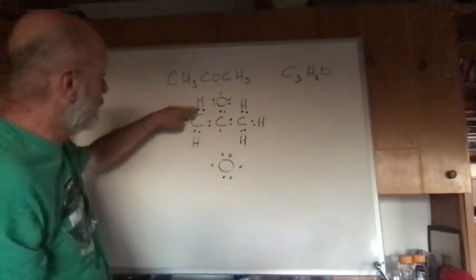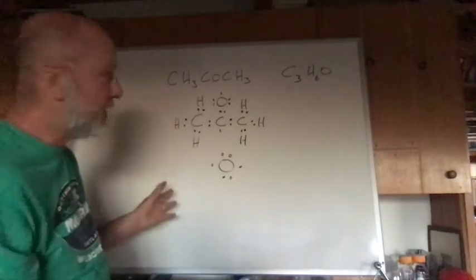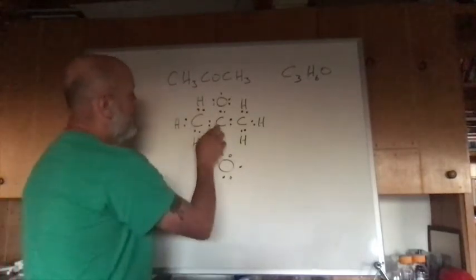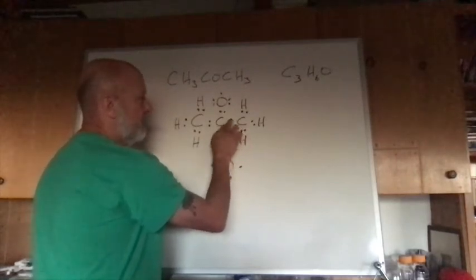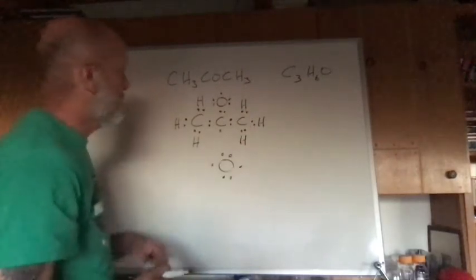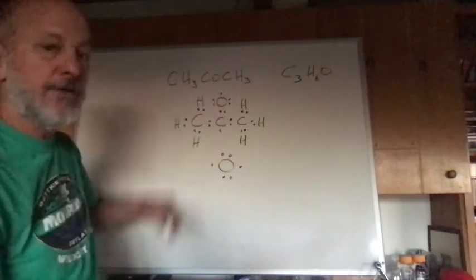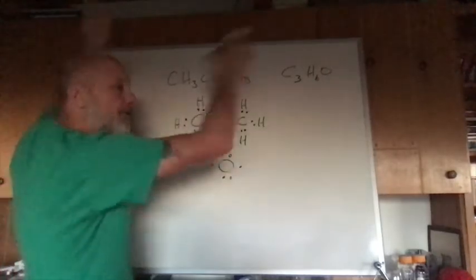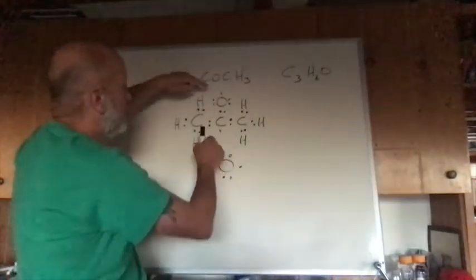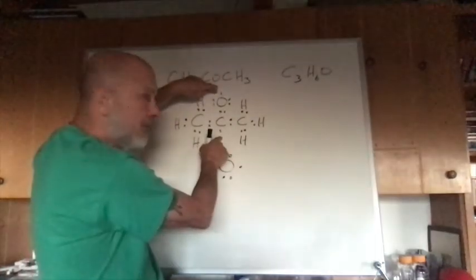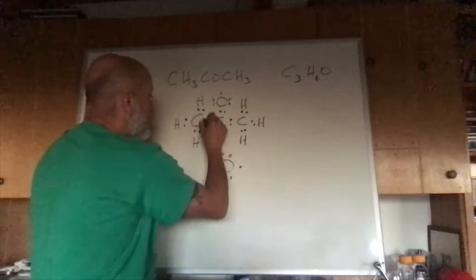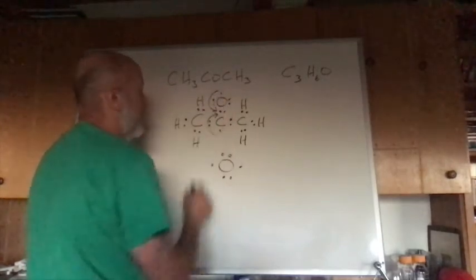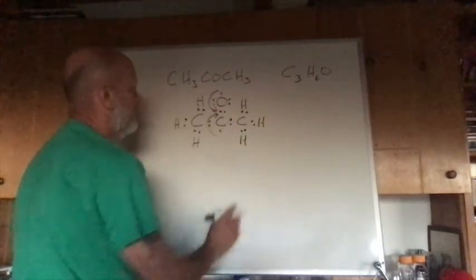This carbon, 2, 4, 6, 8, this carbon's good. It's got what it needs. This carbon, 2, 4, 6, 7, not quite there. Let's check this one though, 2, 4, 6, 8. So that one's set. And this oxygen also not set. So I don't just pull in 2 electrons from anywhere. I say, well, where are my unpaired electrons? Are they on adjacent atoms? They are. Bring them in and share and make a multiple bond.